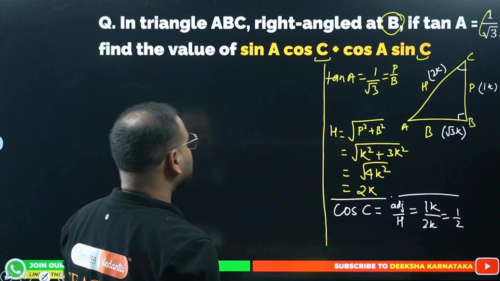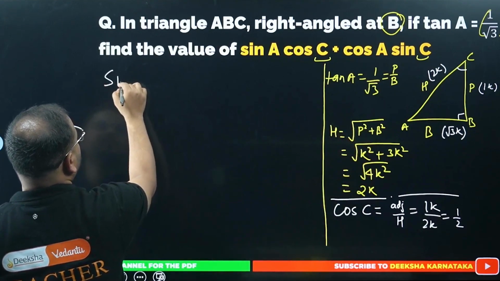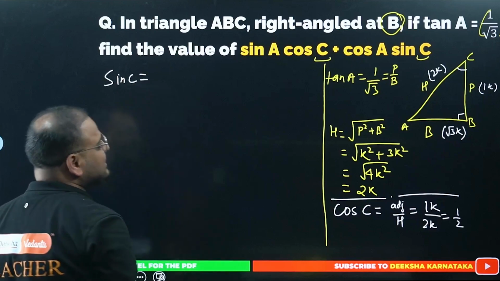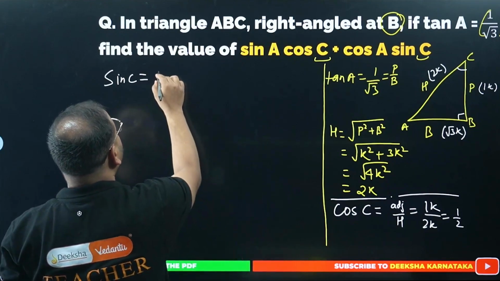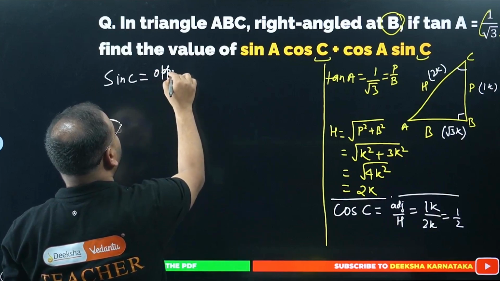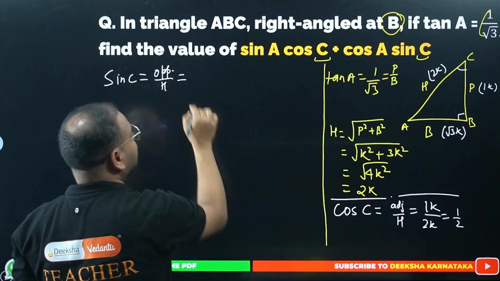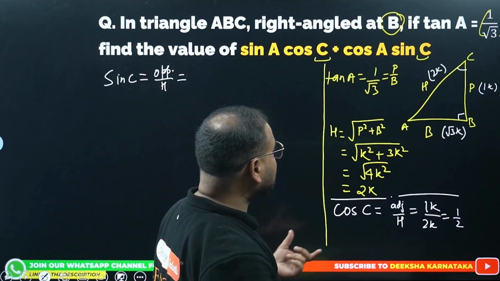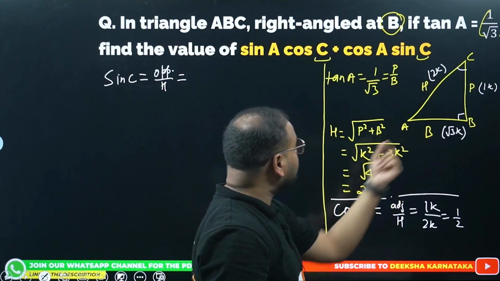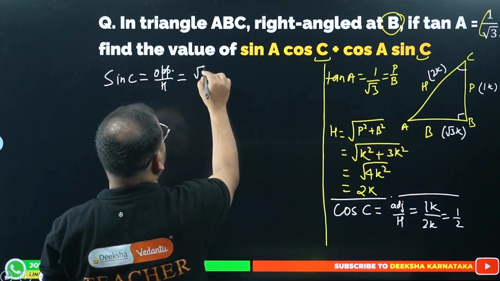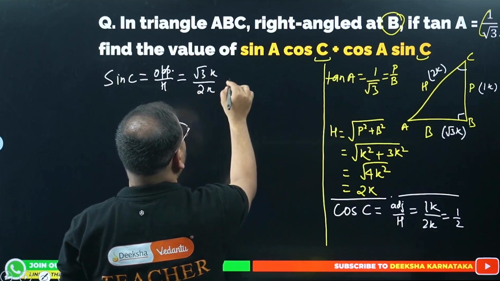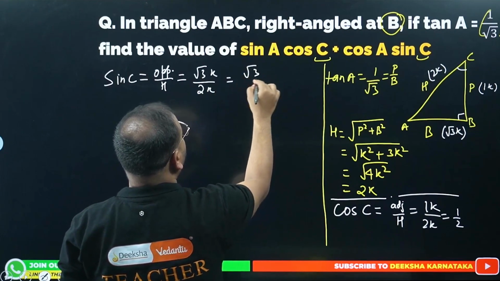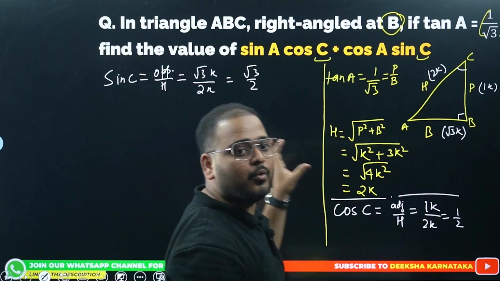Can we do sine also quickly? Sine C would be what? Opposite by hypotenuse. What is my opposite? Opposite is root 3k. Hypotenuse is 2k. So k will cancel and it will become root 3 by 2. Now we have all the known values.